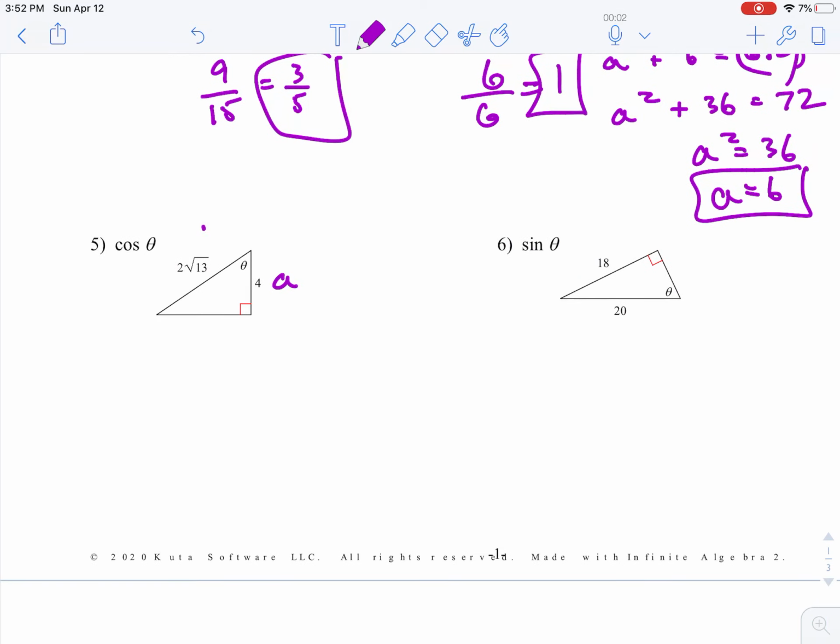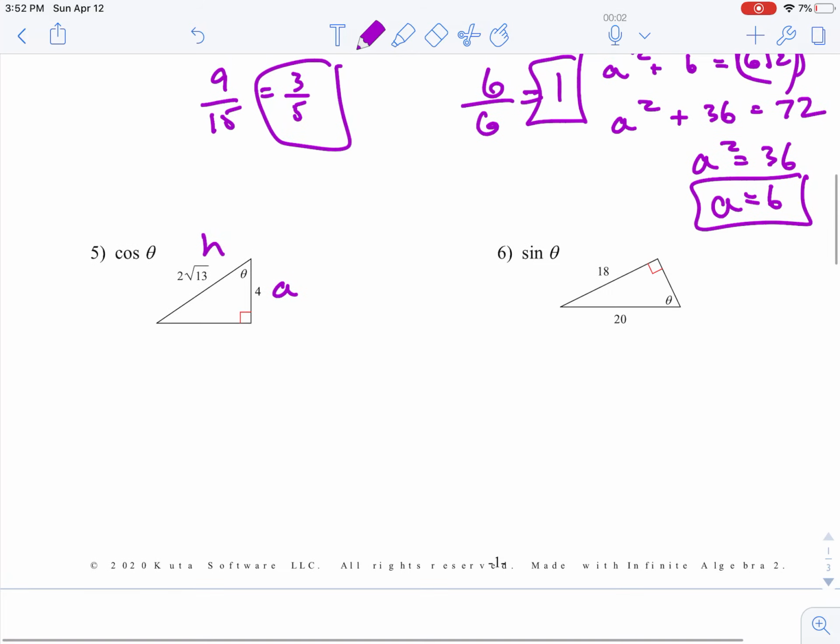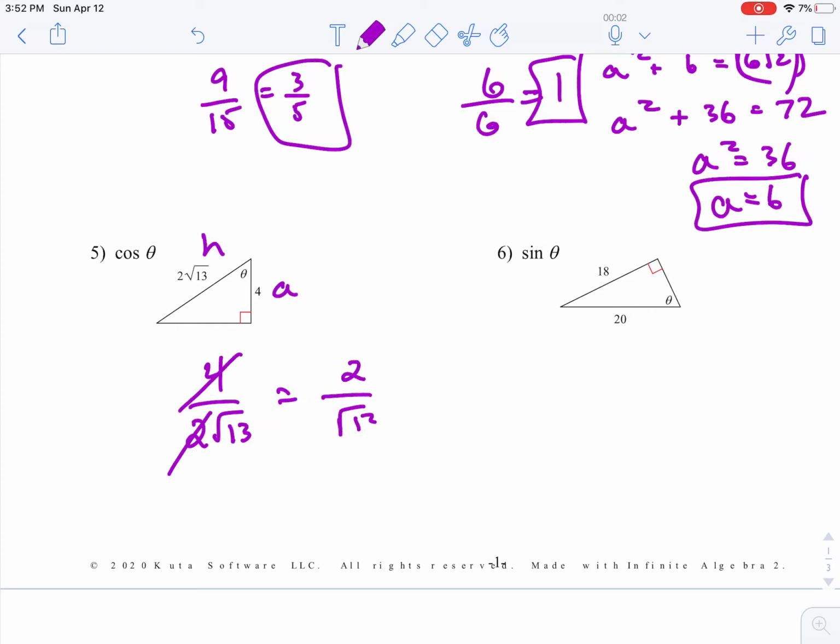Cosine, adjacent over hypotenuse. Always check the sides of the triangle before you do the Pythagorean theorem, because this time we got lucky, we didn't have to do the Pythagorean theorem. 4 over 2 root 13, okay, 2 things. First, we got to reduce 2 over radical 13. All right, and now the denominator is illegal. Okay, you can't have a radical.